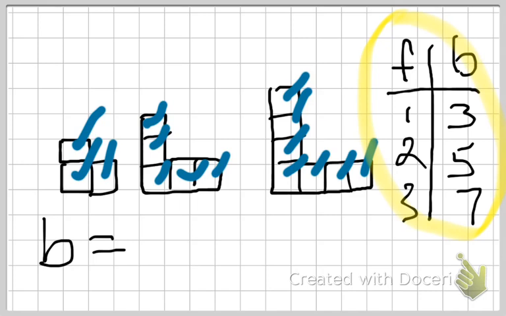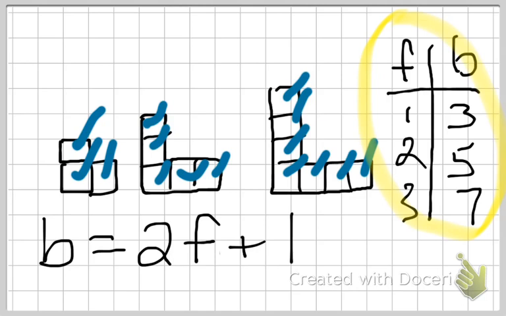But what if we multiplied by 2 and then added 1? So 1 times 2 is 2 plus 1 would give us 3. That works in the first case. 2 times 2 is 4 plus 1 is 5. That works. 3 times 2 is 6 plus 1 is 7. So we have a formula. The number of blocks is equal to 2 times the figure number plus 1.